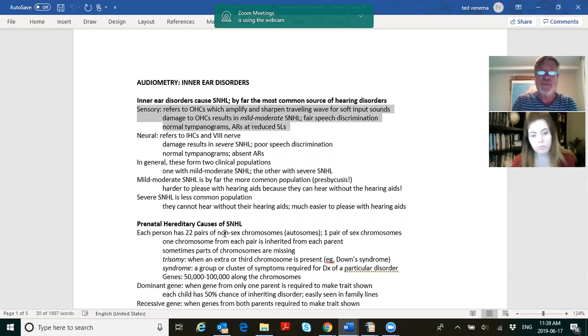Okay? So you'll have a normal tympanogram because there's nothing wrong with the middle ears. You'll have acoustic reflexes, but they will be at reduced sensation levels. Now let's make sure we remember what sensation level is. Remember sensation level.